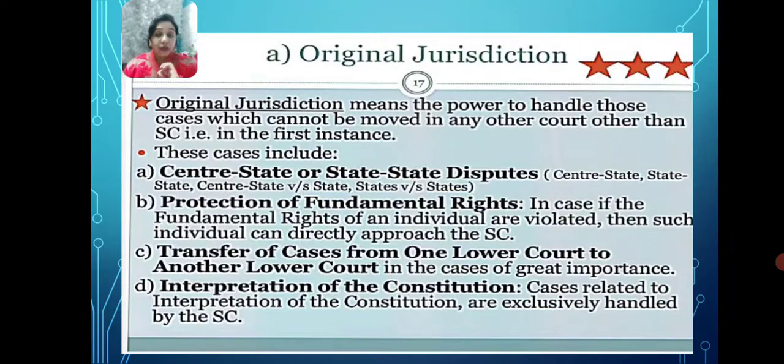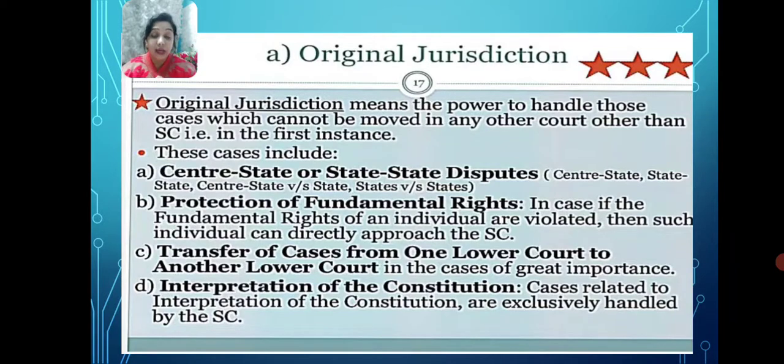Okay, so the original jurisdiction: if the fundamental rights of an individual are violated, then such an individual can directly approach the Supreme Court. Now, how does the original jurisdiction act here? It extends to cases of violation of the fundamental rights of individuals, and the court can issue several writs for enforcement of these rights. We will discuss the writs later. Writs means written laws.